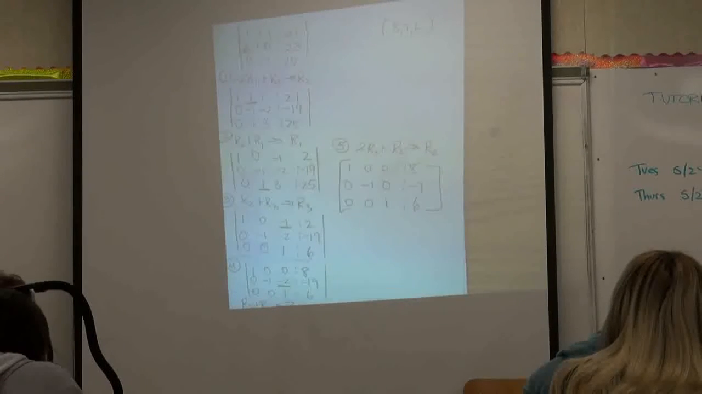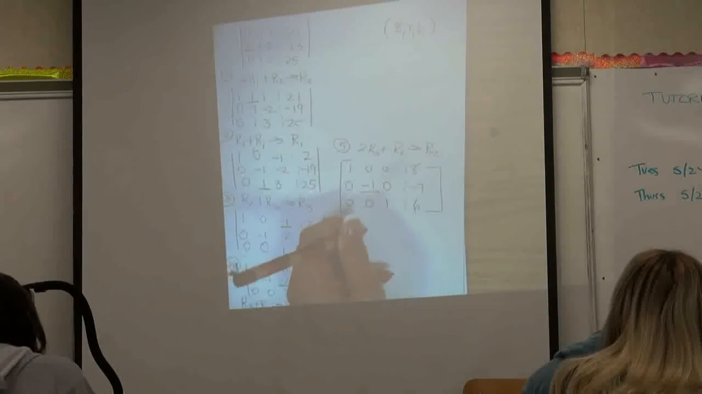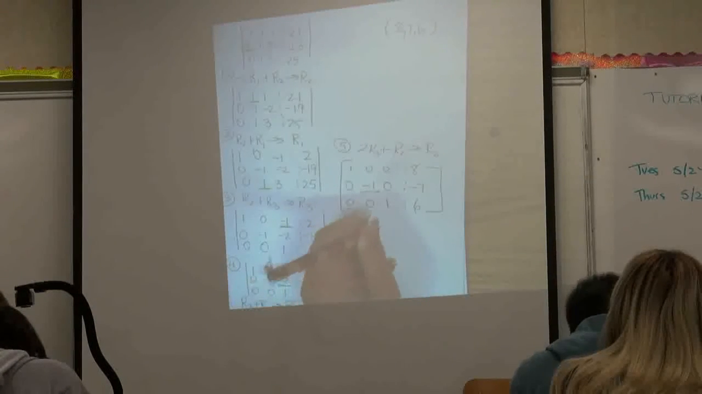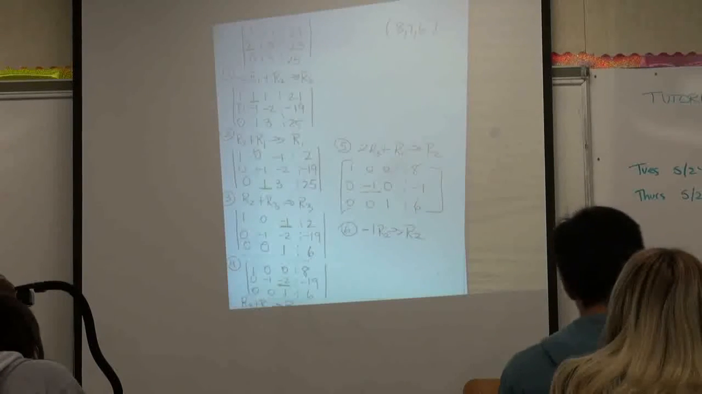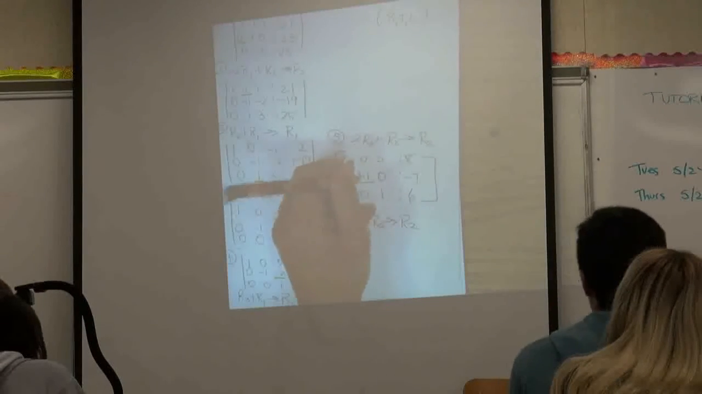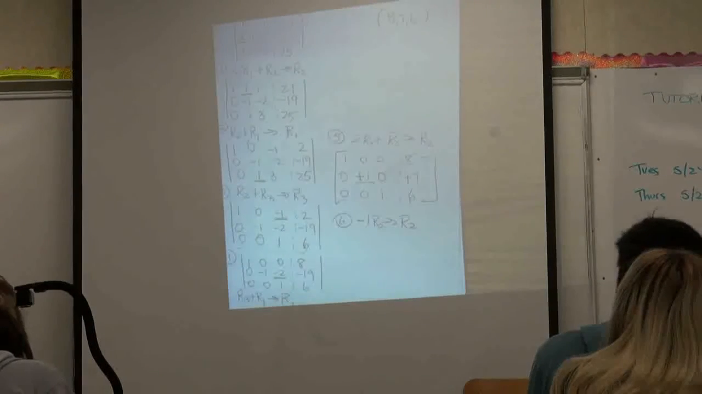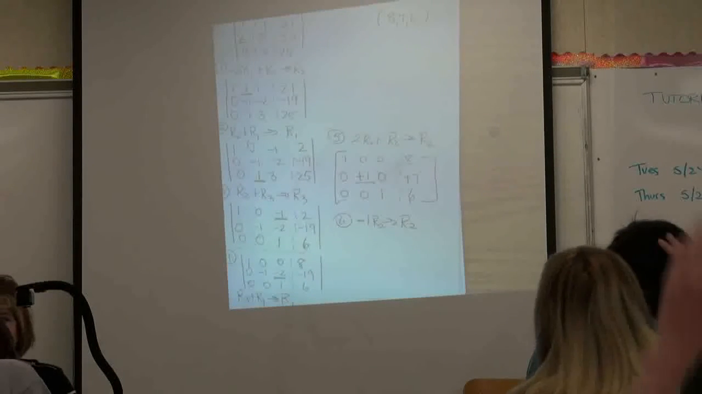And now I just have one last thing to do. Row 2 by -1. Multiply row 2 by -1, so -1 times row 2, put in row 2. And I'm just too lazy to write that again. So, there you go. How many of you are glad we reviewed row operations?